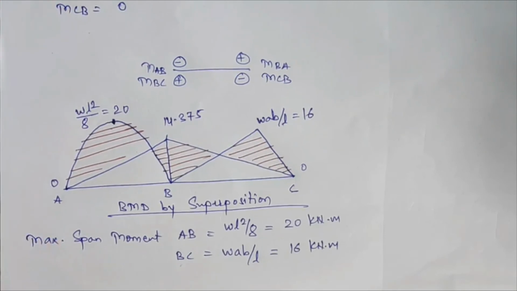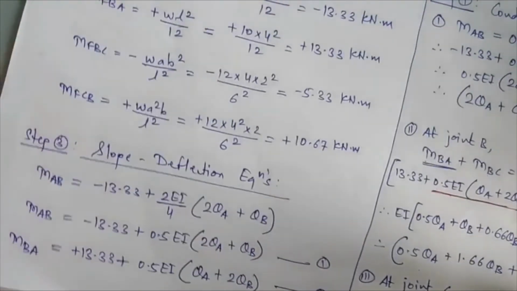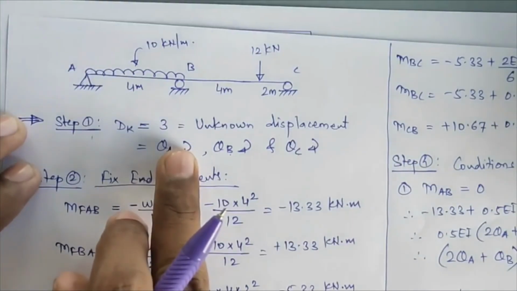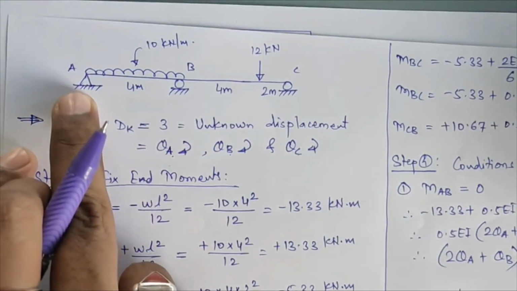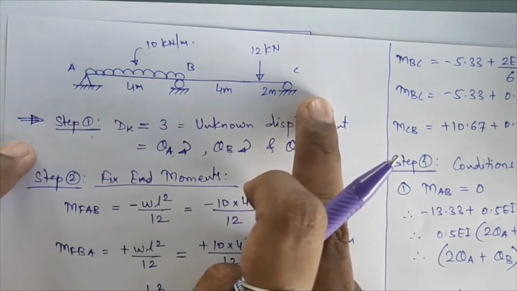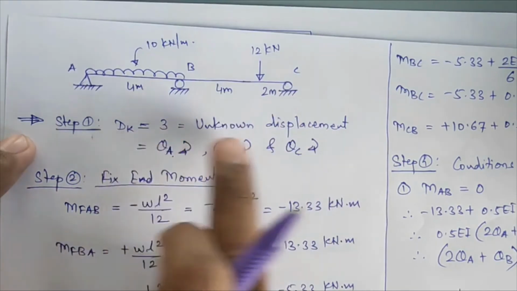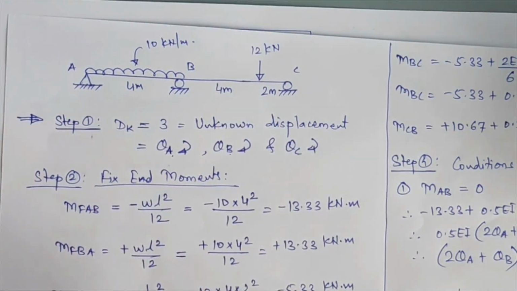Okay, so this will be your final numerical for degree of kinematic indeterminacy equal to 3, that is unknown at point A, unknown at point B, and unknown at point C. Here nowhere in your numerical does your value go equal to 0. Those are equal to your unknowns over there.